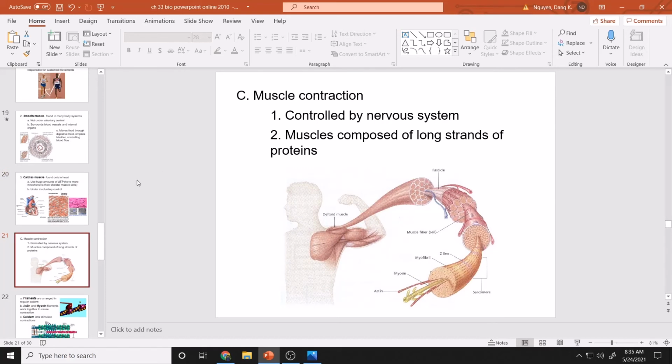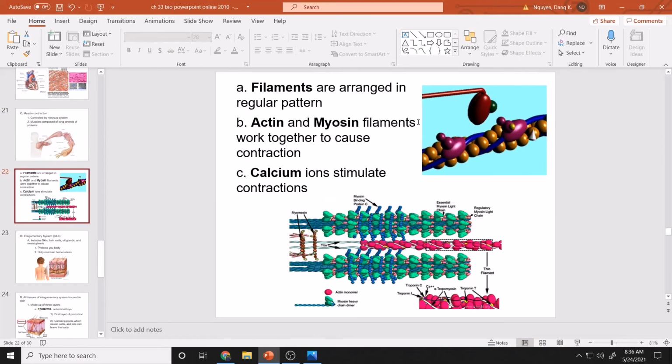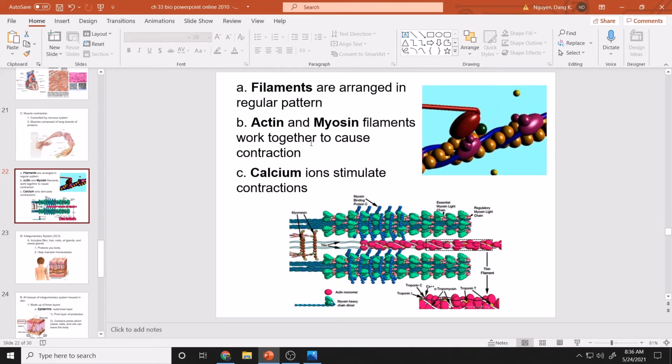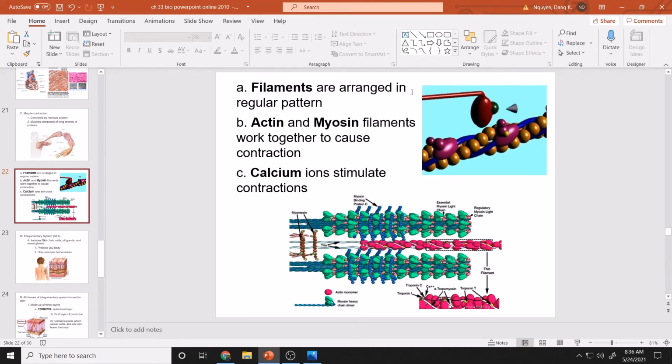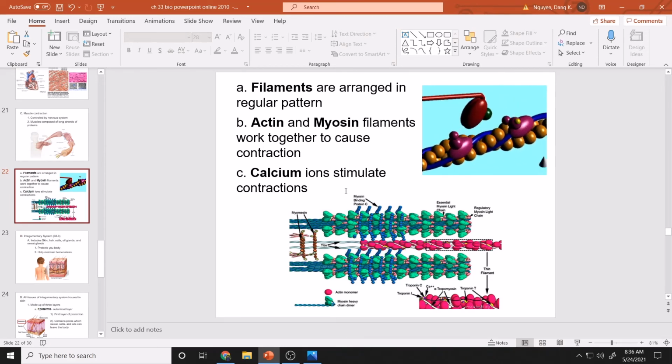So muscle contraction is controlled by the nervous system, and your muscles are these long strands which are made up of protein. I'm not going to get into too much of the detail as to how muscles contract, but you have these filaments which are arranged in this pattern here. So you have actin and myosin, which work together to create this contraction. It's almost like Velcro. It looks like Velcro, and it pushes along these threads, which causes contraction. So it pulls, and you have calcium ions that stimulate contraction.